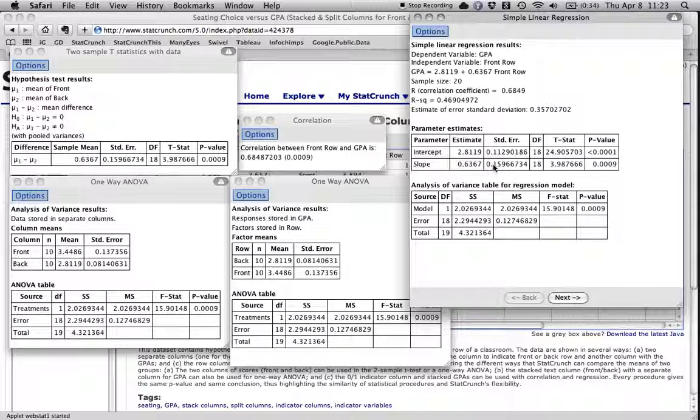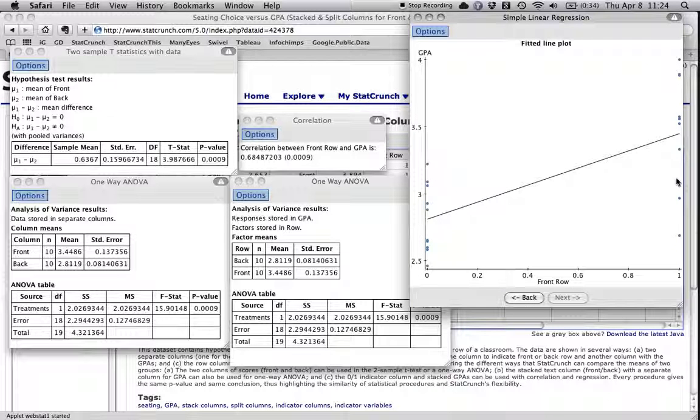And check this out. It says that the outcome variable is GPA. We're looking at front row. There's the sample size. There's an equation. There's the correlation, 0.6849. It's the same as what's right there. We've got a whole bunch of statistics here, but look at this, the 0.0009. Again, it gives the exact same conclusion. The nice thing about this also is it gives me a dot plot that compares the means of the two different groups, and so I can look at the difference.